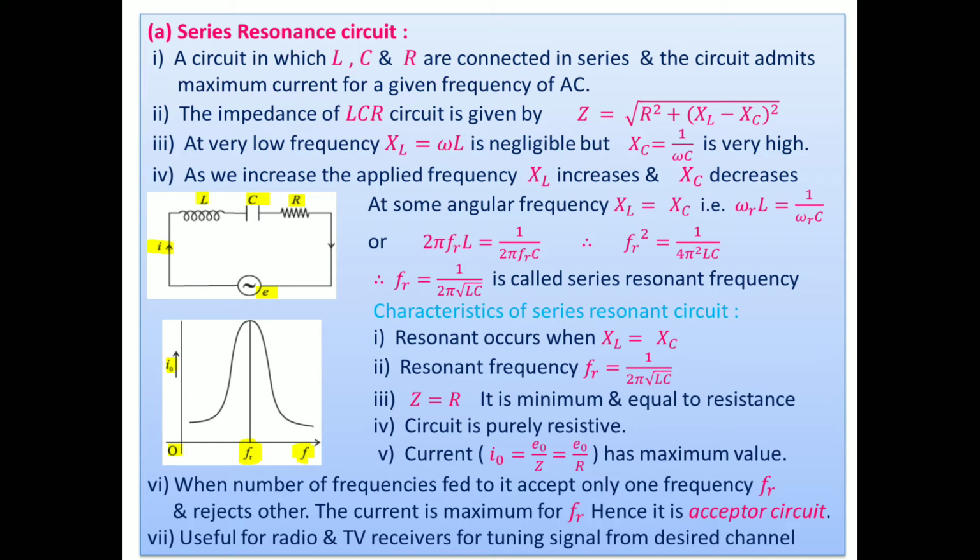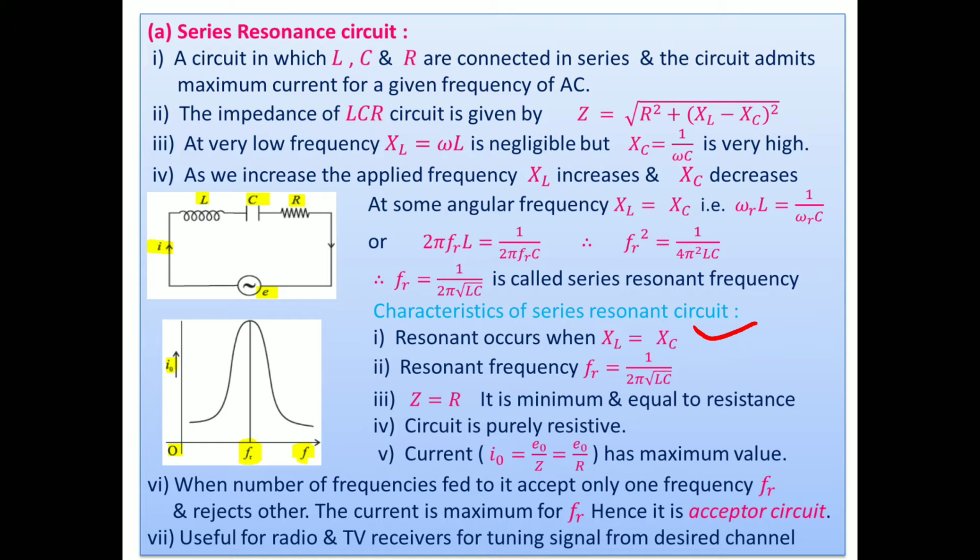How do we get series resonance? Inductive reactance increases and capacitive reactance decreases as frequency goes on increasing. Then, what are the characteristics of series resonance? When resonance occurs, inductive reactance is exactly equal to capacitive reactance. The resonant frequency is fr equal to 1 upon 2 pi square root of LC.